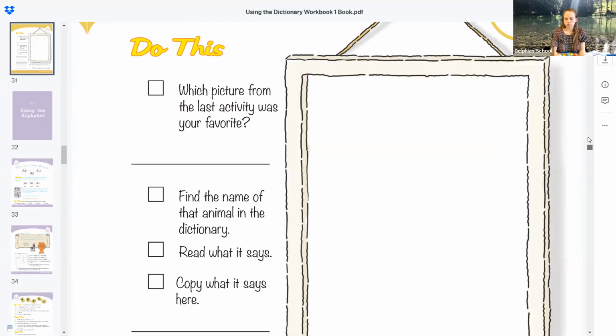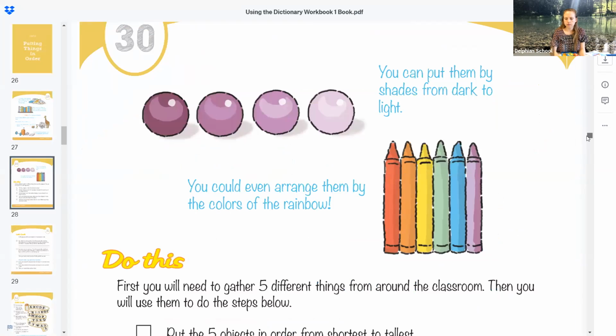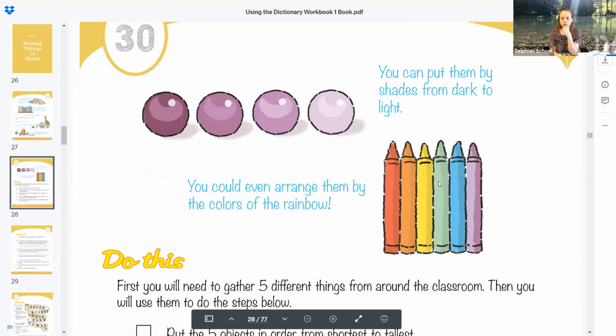Let's see, what colors did they give us? There we go. Red, orange, yellow. Looks like they have, well, we definitely know we have green. So this one right here must be green. And then blue and violet. So they probably just left out that indigo one. Okay, good. So we're gonna put those in alphabetical order.